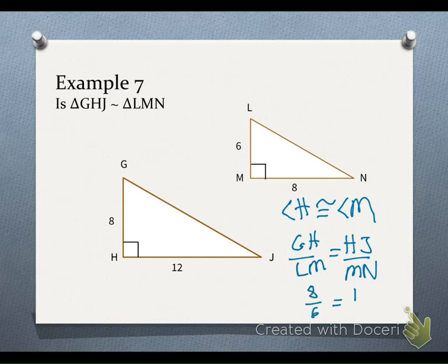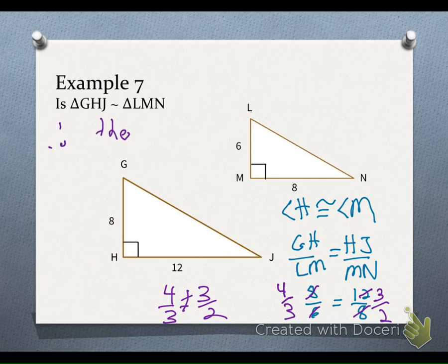12 over 8. Okay. So if we reduce 8 over 6, how does that reduce? We get 4 over 3. If we reduce 12 over 8, we get what? 3 over 2. So we have 4 over 3 equals 3 over 2. Is this true? It is not, right? So therefore, they're not similar.